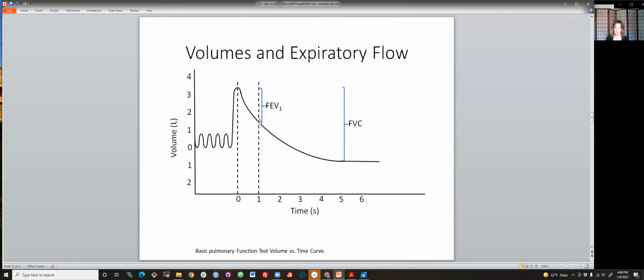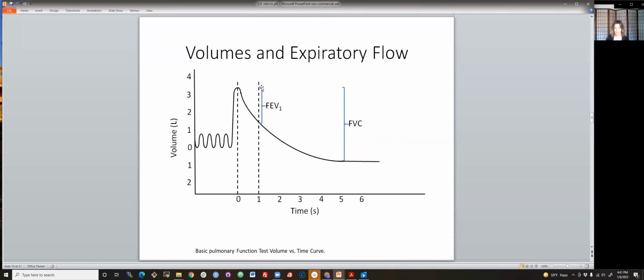Looking at the volume by drawing a line across, it looks like maybe it's about 1.5. And at the top, it looks like it's about 3.5. So that means that there was about 2 liters exhaled in 1 second. 2 liters. We'll practice this a little bit more in a minute.